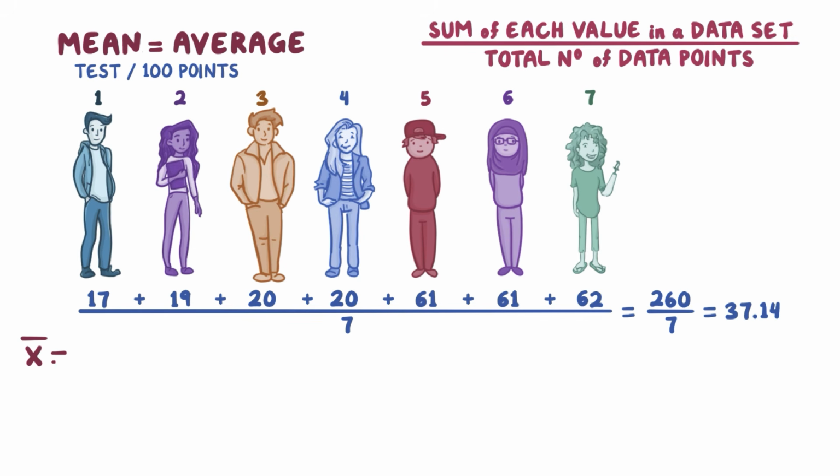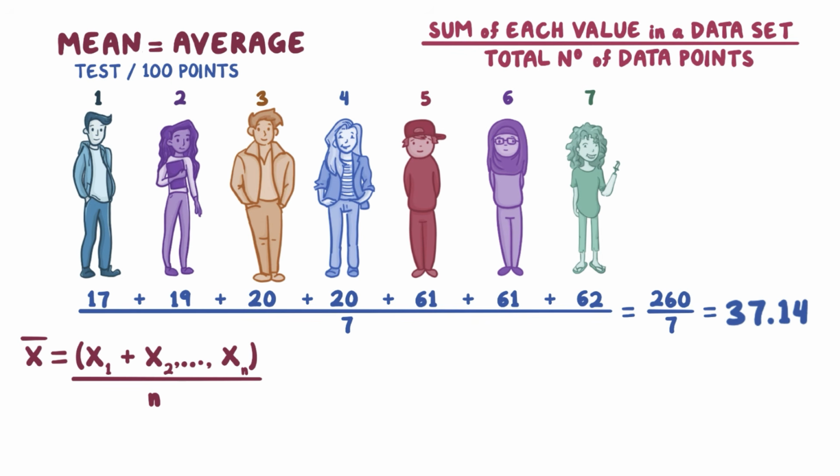To show this as a formula, we can say that the mean, written out as an x with a bar over it, is the total sum of the individual data points x1, x2, etc., divided by n, which is the number of data points. A mean test score of 37.14 quickly tells us that overall, these students didn't do well on this test.